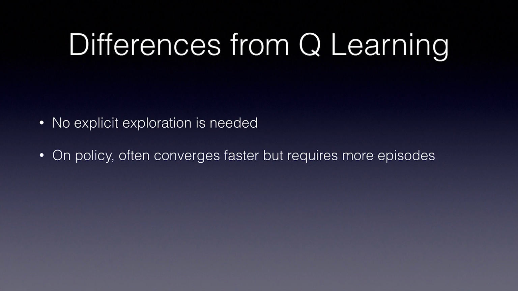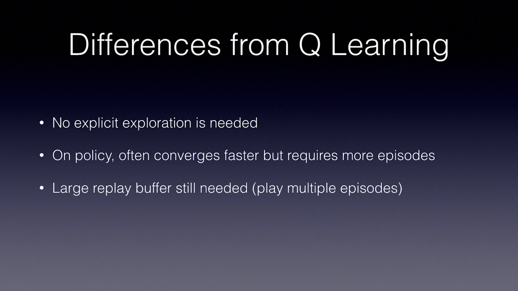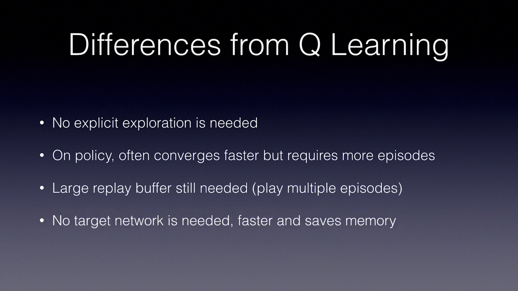Policy gradient usually converges faster than Q-Learning, but it often requires us to play more episodes. We still need a large buffer of transition data to train on to avoid high correlation between samples, so we solve this by playing multiple episodes using the same policy between each update. Finally, no target network is needed. We use Q values calculated from experience in the environment rather than estimations from a neural network. This saves on memory and makes training faster.